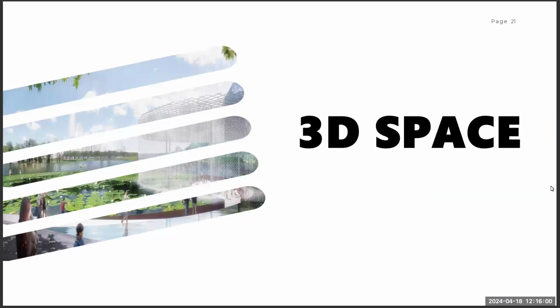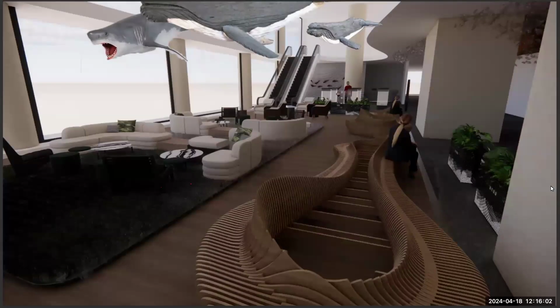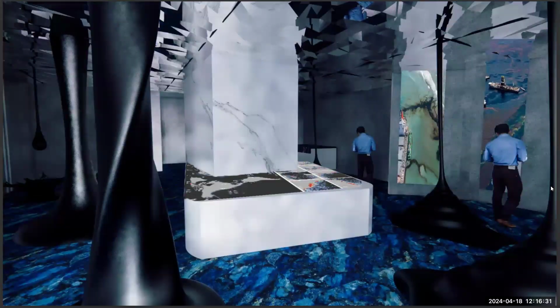Next is the 3D space. This is the lounge area. People can sit on the sofa or long chair, and at the back there are some showcases for people to look at, with some creatures. This is, as I said, the oil pollution gallery.